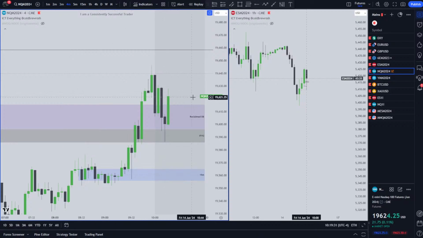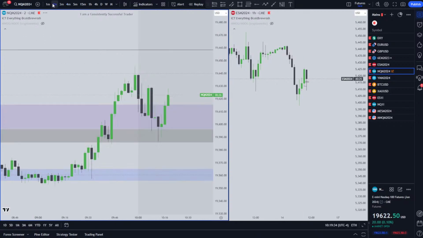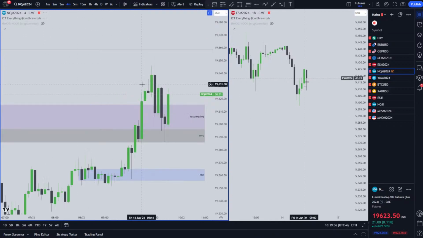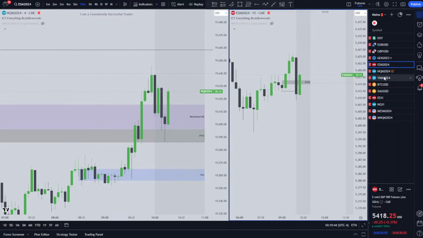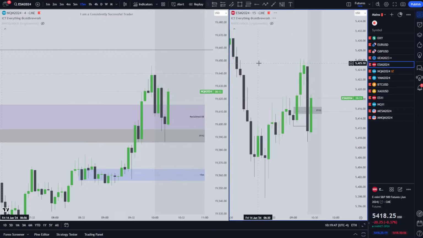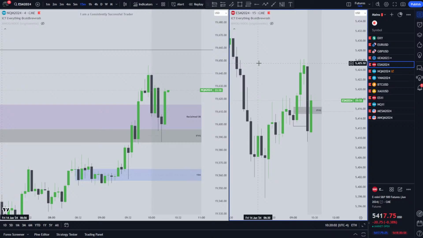Something I am eyeing up, potentially, just out of interest, is this 4 minute reclaimed order block right here. But I don't think there'll be a trade for me just because of how the other 2 pairs are looking. I need to wait a little bit of time. Hold on, I'll be back in about 30 seconds.